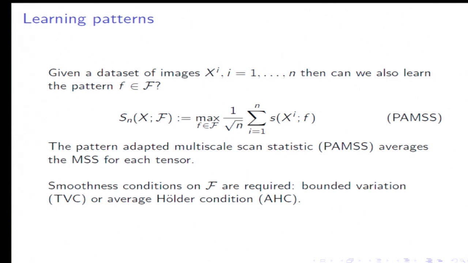Now, of course, this function class can't just be anything. The issue is that if these functions are highly non-smooth, then a small translation is going to change the statistics significantly. So we have to control its smoothness. We have two ways of doing that. One is through bounded variation, and one is through this thing called an average Hölder condition.